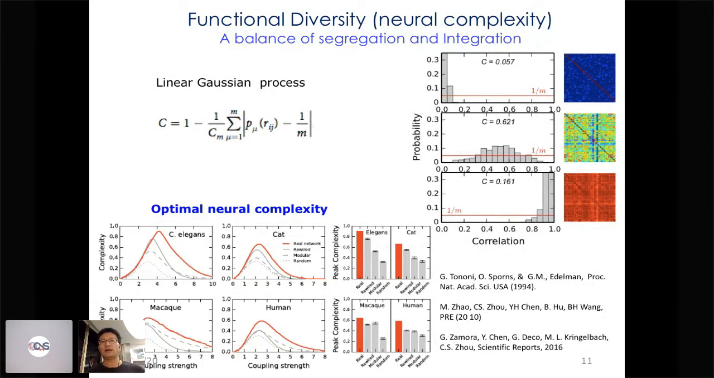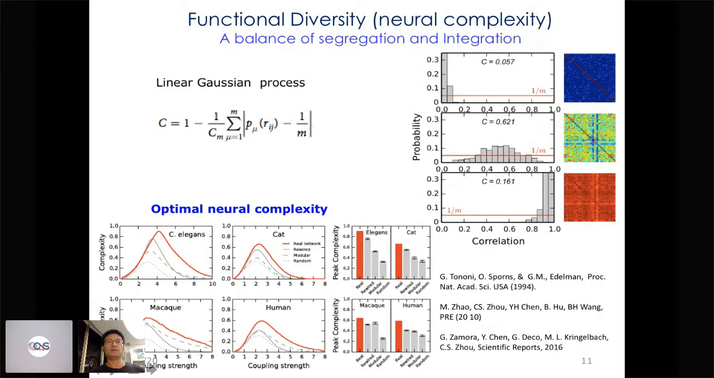We want some parts of the neuron correlations to be strong so that they can do segregated, local processing, but then those segregated processes can be linked to other parts relatively weakly, so you still maintain integration. So what we need is somewhere in between, where the distribution of the correlation is broad enough. We can use the broadness of the correlation distribution in the functional connectivity as a measure of diversity. You can use entropy, or here we measure the distance from the uniform distribution.